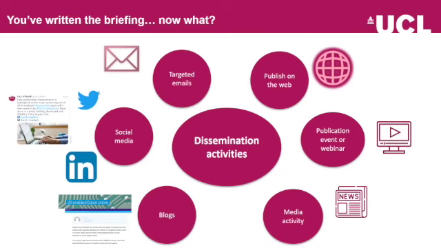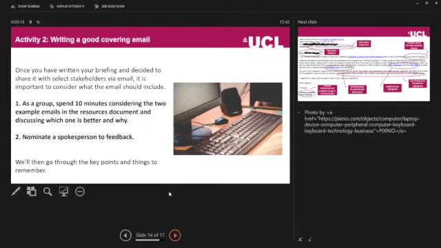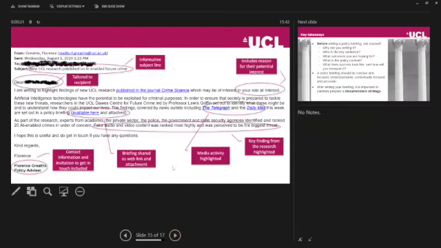Okay. So we have another activity now, which is thinking about how you might approach writing a good covering email to go with your policy briefing that you're sending out to policymakers. Just in summary, I'm pretty sure we covered all of these points. So thinking about what goes in the subject line, sending it to a named person rather than to whom it may concern.